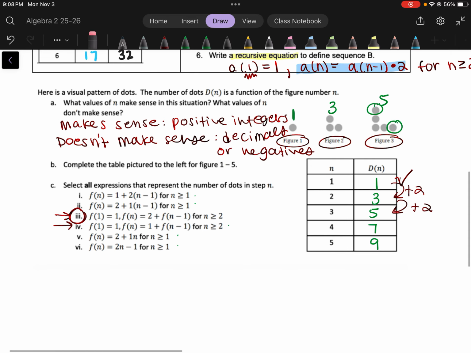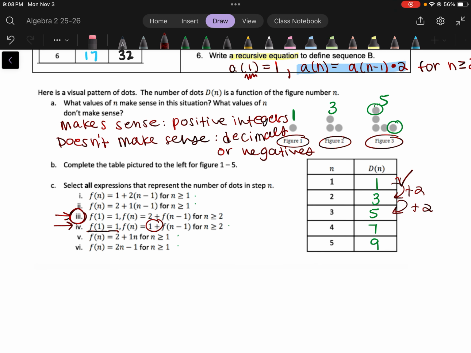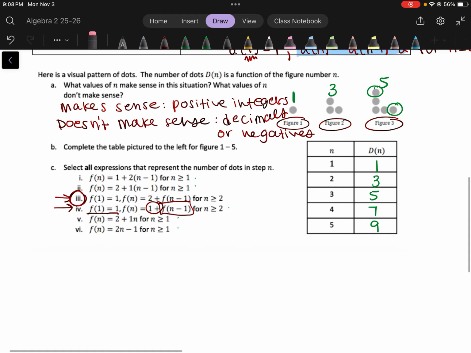All right, part 4 says the first term is 1, which is correct, but then it says you're adding 1 to the previous term every time. Remember, f of n minus 1 is just the previous term. We're not adding 1 every time to the previous term, we're adding 2. 1 plus 2 is 3. 3 plus 2 is 5. So that one's not going to be circled because that one does not work.